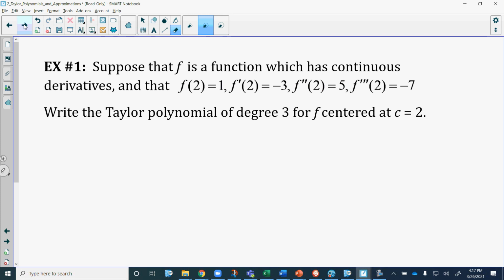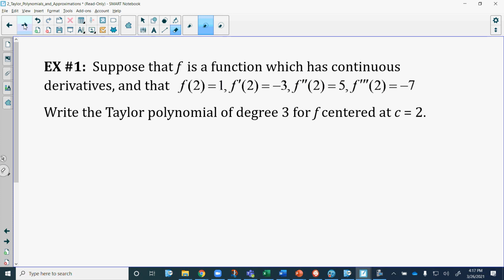Let's use what we know about the Taylor polynomial to, in this case, suppose f is a function which is continuous and differentiable, so it's telling us that at 2 the function gives an output of 1, and the first, second, and third derivatives give outputs of -3, 5, and -7. It's asking us to write a Taylor polynomial of degree 3 for function f centered at 2. Okay, so that's not a big deal.